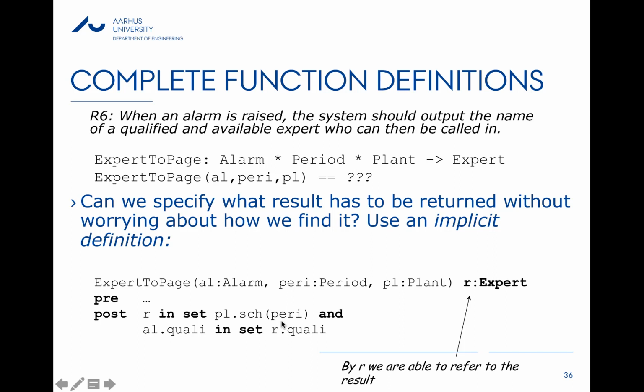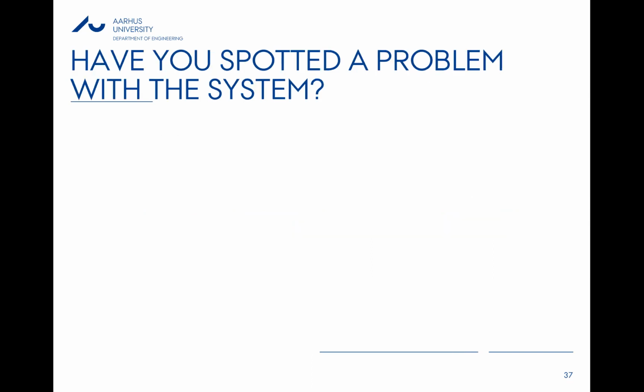The result should be in the set of the periods. If I look up in the schedule, then in the plant, the expert should be one of those who is on duty. But in addition, it should hold that the alarm, if we take the qualification of the alarm, should be one of the qualifications that the expert possesses. So this is exactly saying what we want, not how we want to find that particular person.